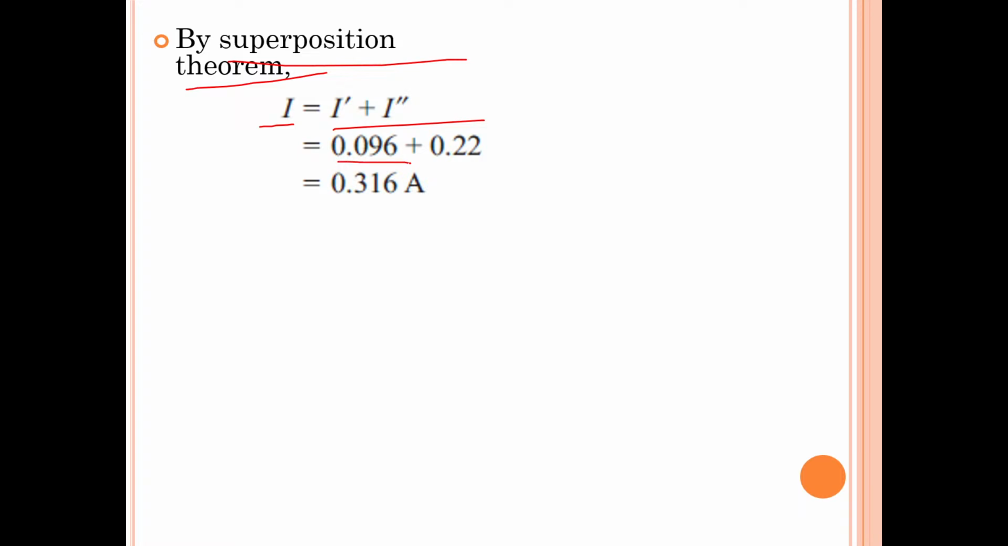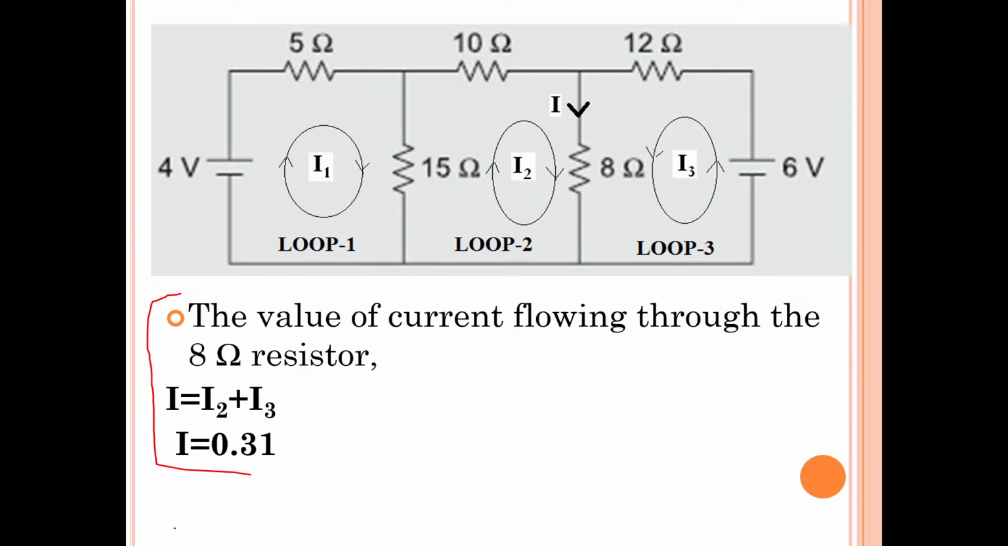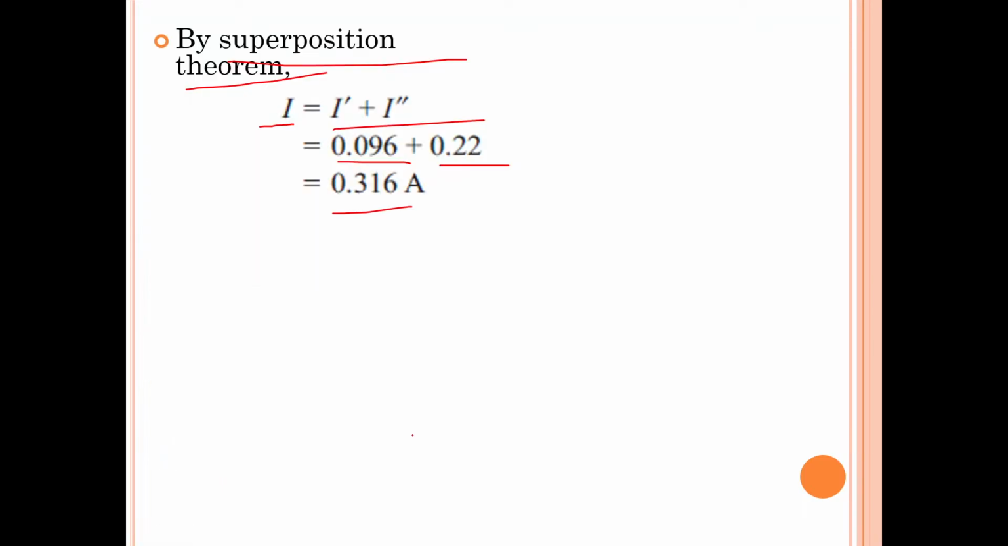What is I dash? 0.096. I double dash, 0.22. What is I if you add these two? 0.316. What was my I value? 0.31. I value is 0.31. What did you get by adding I dash and I double dash? 0.316. So which is approximately equal. Hence superposition theorem is verified.